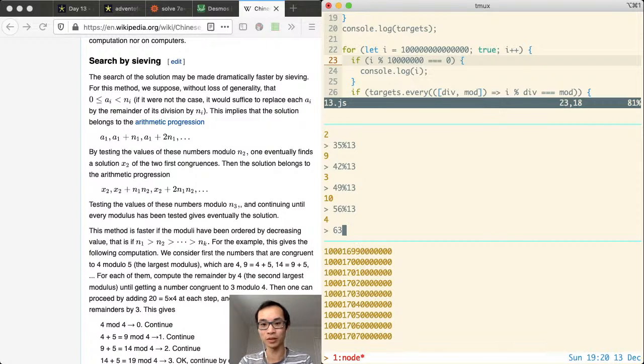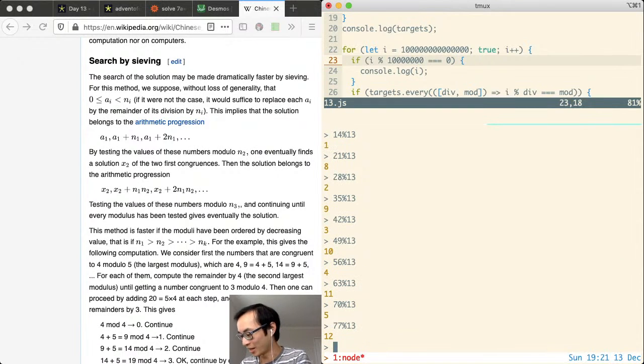63 mod 13 is 11, 70 mod 13 is 5, and then 77 mod 13 is 12. So I found my next answer is 12. Okay, I'm going to stop this because it's eating so much CPU, and I don't think I'm going to find an answer that way. So I found 12.